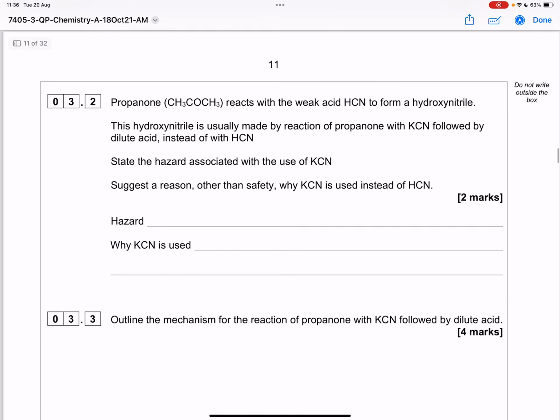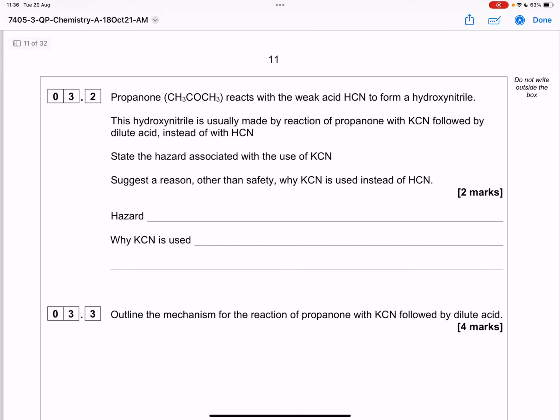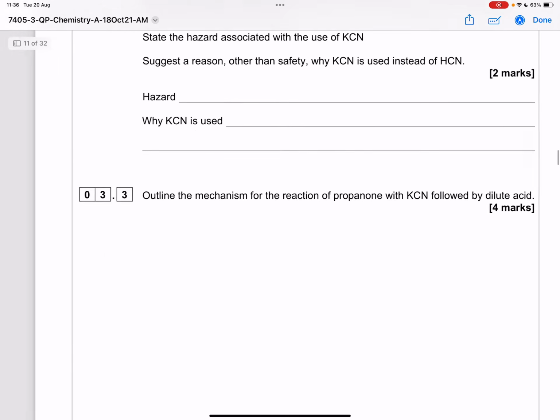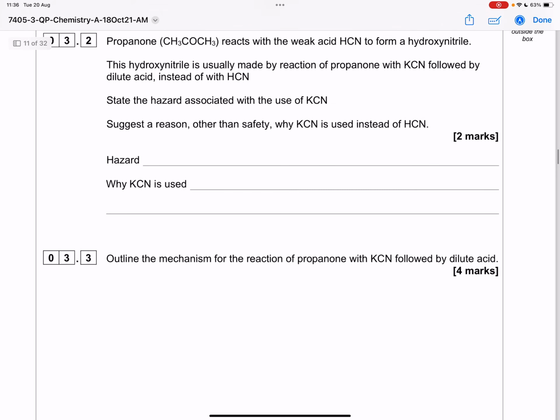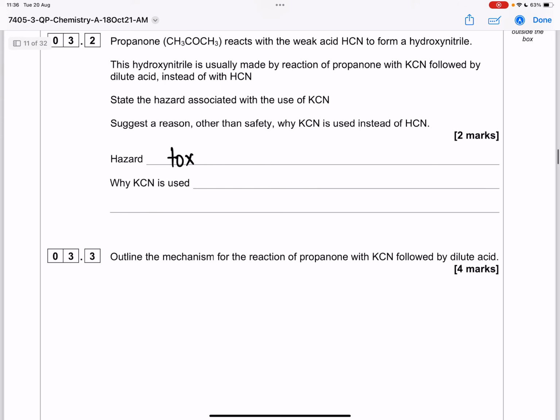Propanone reacts with the weak acid HCN to form a hydroxynitrile. This hydroxynitrile is usually made by the reaction of propanone with KCN followed by dilute acid instead of with HCN. State the hazard associated with KCN and suggest a reason other than safety why KCN is often used. So cyanides are toxic. So that's our hazard.